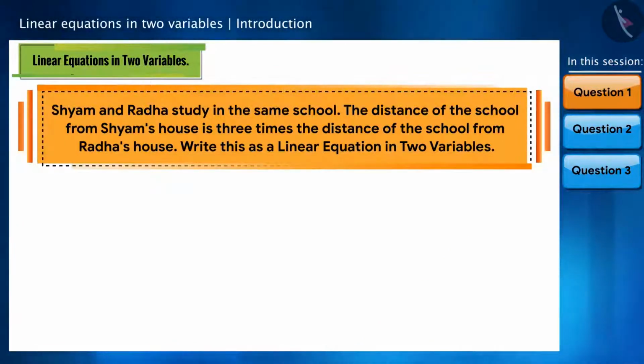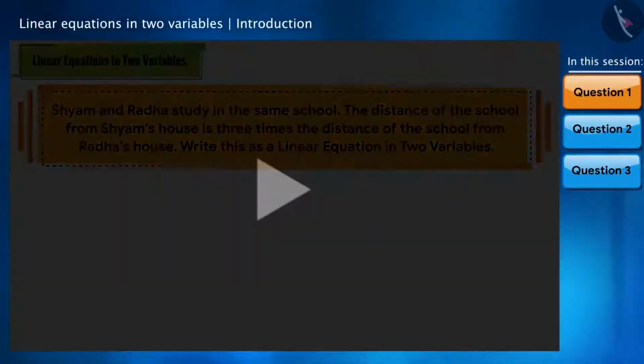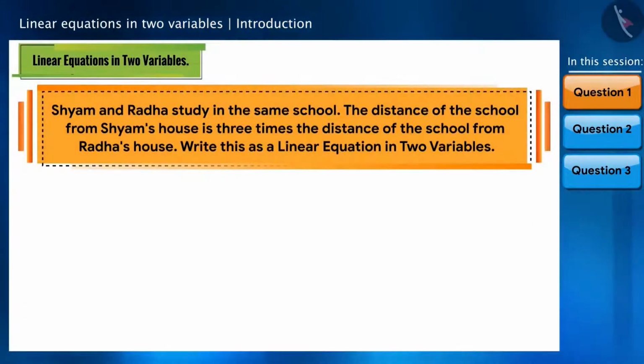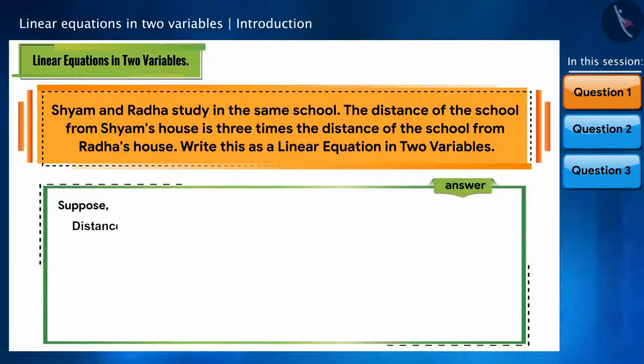Shyam and Radha study in the same school. The distance of the school from Shyam's house is 3 times the distance from Radha's house. Represent this as a linear equation in two variables. You can pause this video to think. Now, let's see the answer to this question.